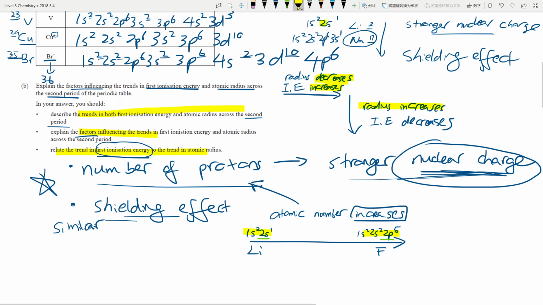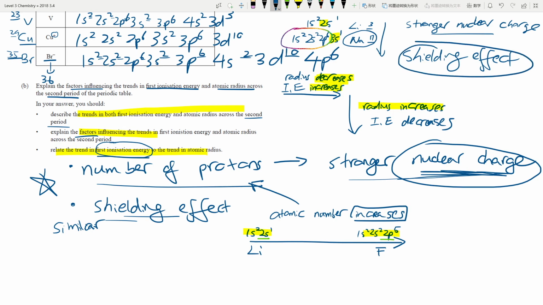So the third energy level is much further away, because that valence electron would experience more shielding effect from all of these inner shells of electrons. In this case the shielding effect is more significant, and that will result in the radius being bigger because the valence electrons will be further away. And then the ionization energy will be the opposite.